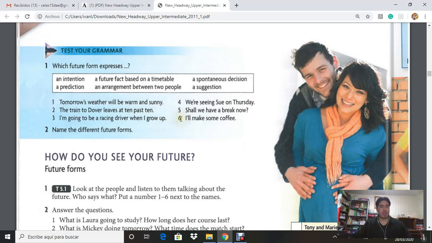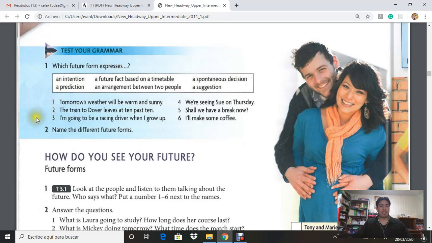If you want, we can do number 1, as we usually do, as an example. Which function do you think this sentence is doing? Tomorrow's weather will be warm and sunny. As you may have seen, this is a prediction because we are speculating about the weather conditions for tomorrow. Now you need to continue doing the same. You need to relate the corresponding function to the correct sentence. You should take around 2 or 3 minutes to do this.